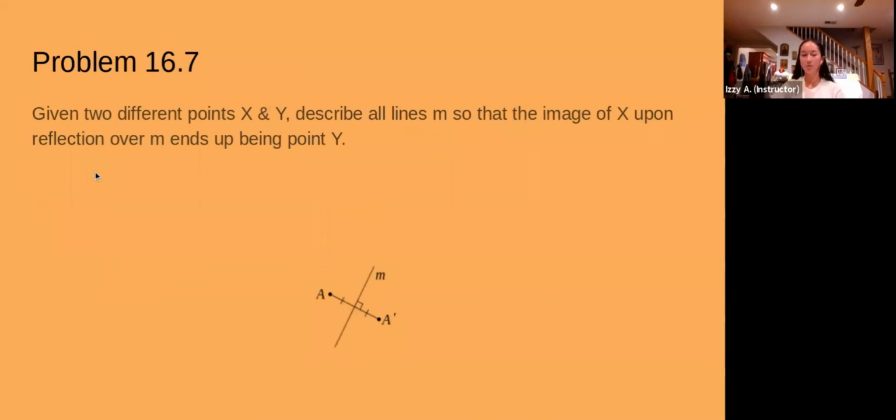Next, we have problem 16.7. Given two different points, X and Y, describe all lines M so that the image of X upon reflection over M ends up being point Y.